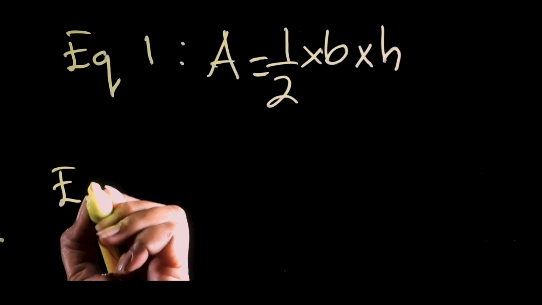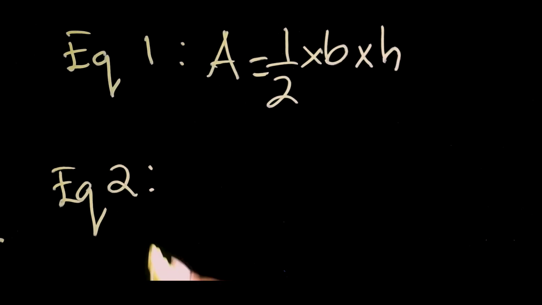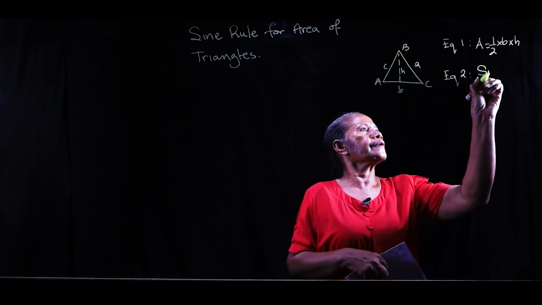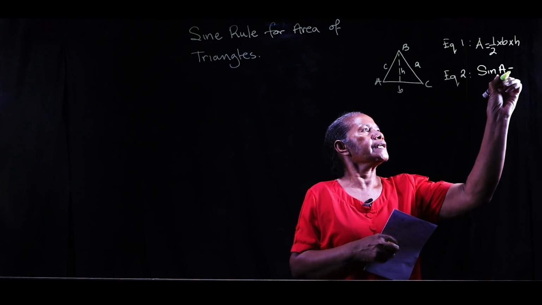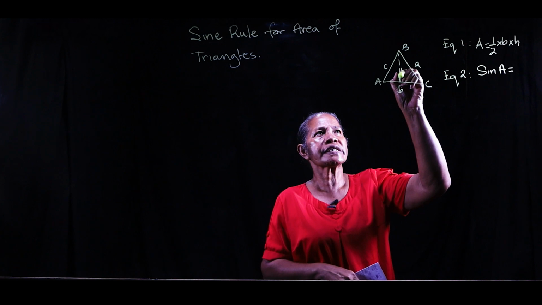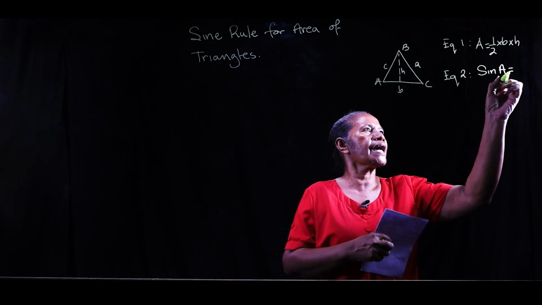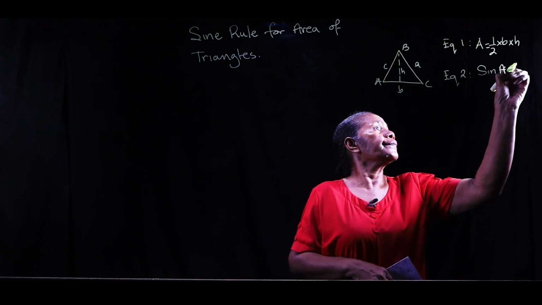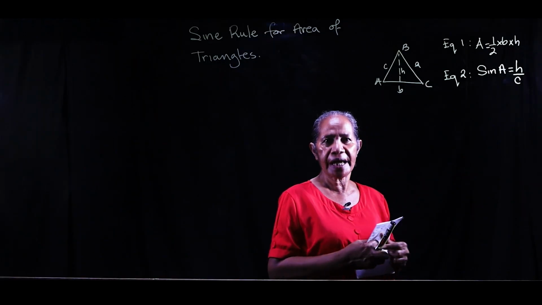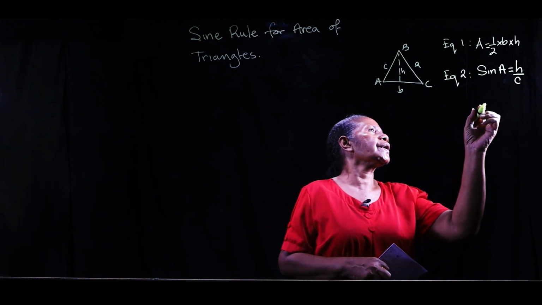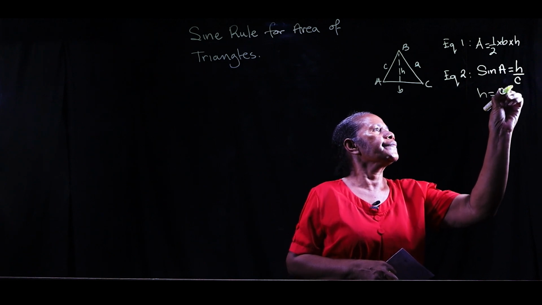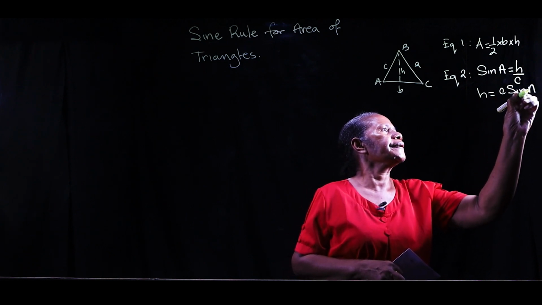Equation number 2 is going to be based on the triangle. We're going to start by writing sine A is equal to the opposite side over the hypotenuse. Sine A is this angle, this is the opposite side, h, and that's the hypotenuse, c. So we have sine A is equal to h over c. Now we need to make h the subject, so h is equal to c sine A.